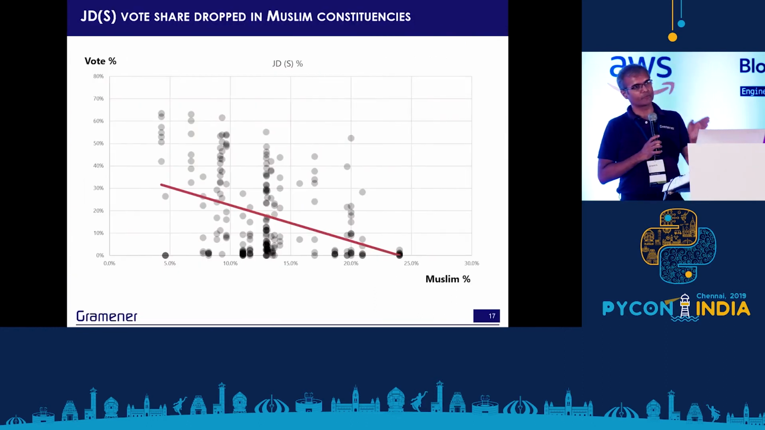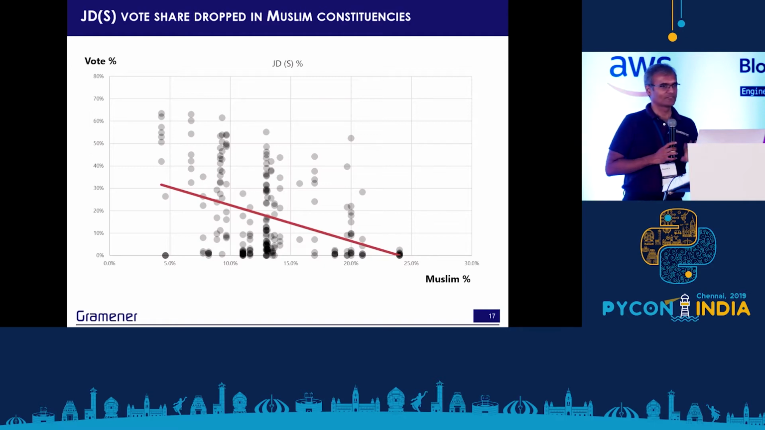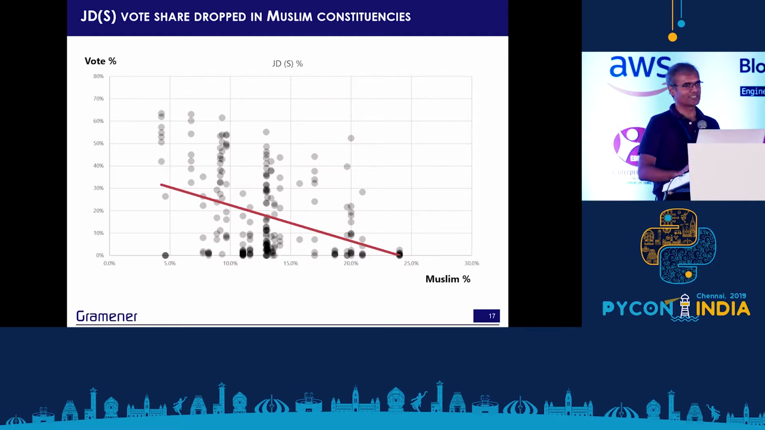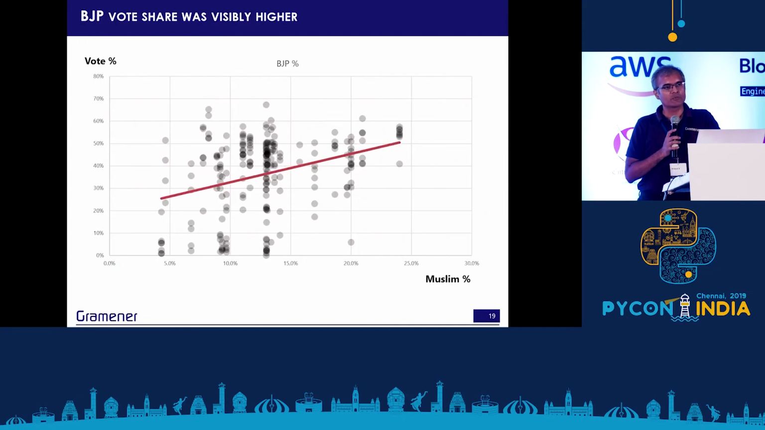Turns out that where there was more Muslim population, Janata Dal actually got lower votes. So you can see the net result of this election and the alliance. Congress, on the other hand, had a mildly higher vote share. And where there was a significantly larger Muslim voter population, it turns out that BJP was the one that gained the most. Now, while I'm moderately okay at Python, I'm terrible at electoral analysis, so I have no idea what this means. Okay, I'll let you figure it out.